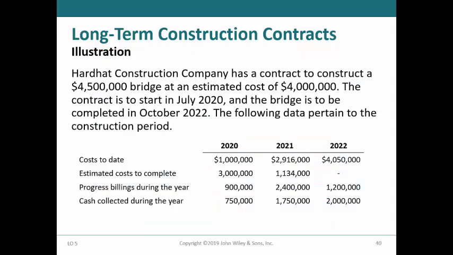To illustrate percentage of completion, we will consider Hard Hat Construction Company that has a contract to construct a $4,500,000 bridge at an estimated cost of $4 million. This contract begins in July 2020 with completion in October 2022. The data for the contract, including cost to date and estimated cost to complete, are shown for 2020 through 2022. The slide also shows the progress billings and cash collected during the years, which occur independently of the calculation of revenue and gross profit on the contract.